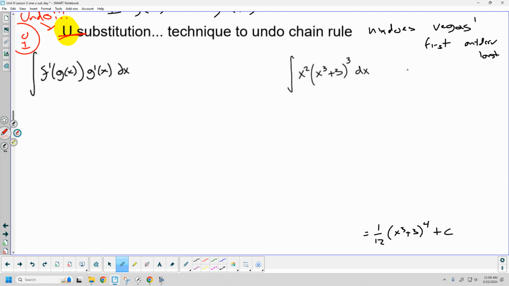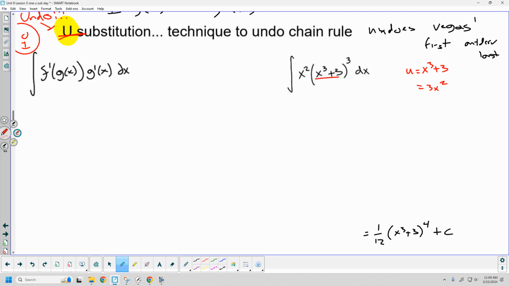On the side, we are going to take u and set it equal to x cubed plus 3, whose derivative we need to undo. We are going to undo x cubed plus 3 and its derivative. First, we are going to take the derivative, 3x squared. We need to undo this derivative of 3x squared.